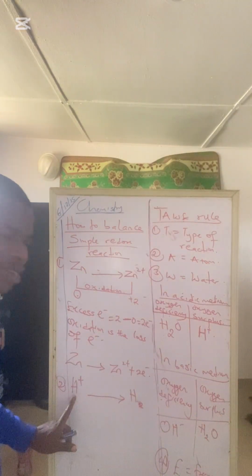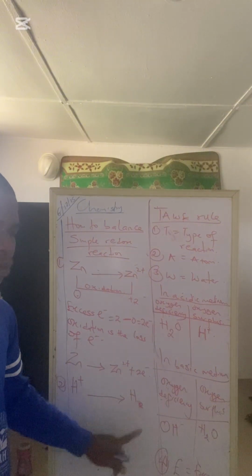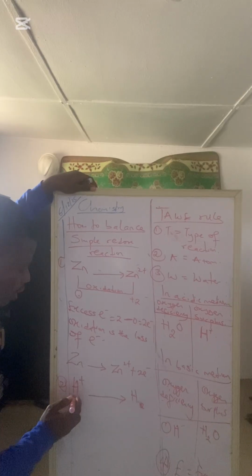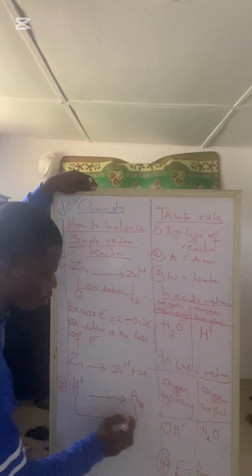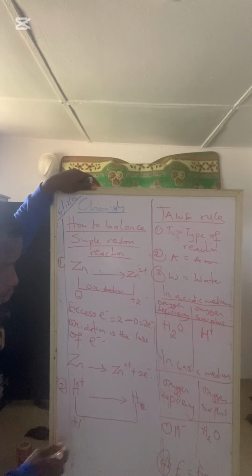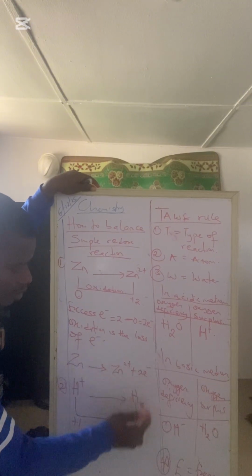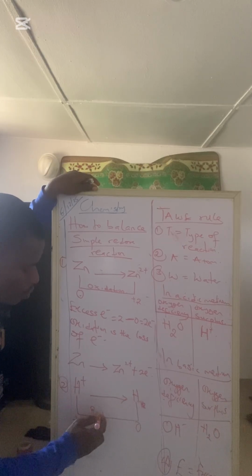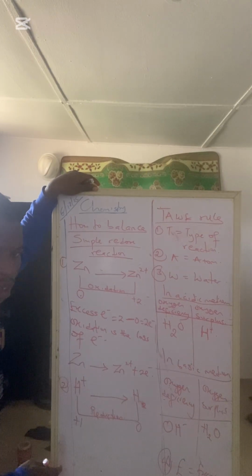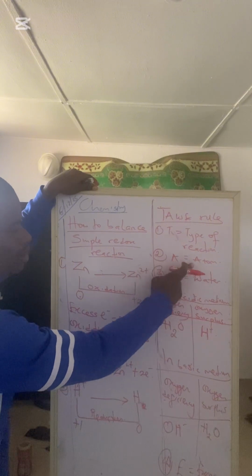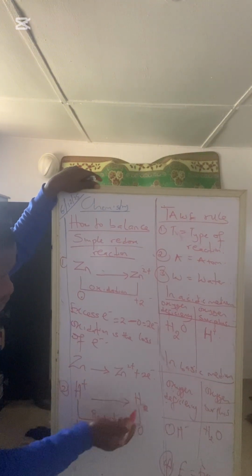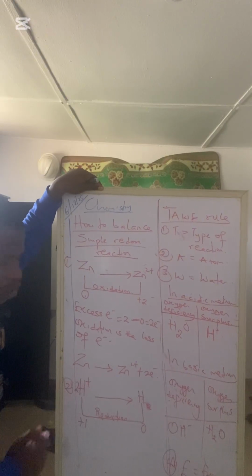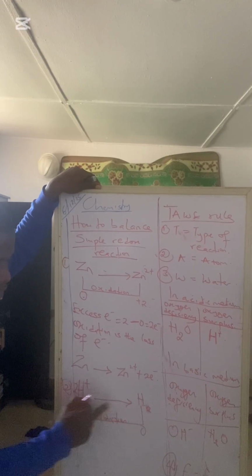Also, if you have to balance H plus to H2, the same way, note the first one, the type of reaction. Is it oxidation or reduction? What is the charge here? This is plus 1. What is the charge here? No charge, 0. We already know that plus 1 to 0 is reduction. The second one is that we want to balance the atoms. How many hydrogen is there? 1. How many hydrogen is there here? 2. So you put 2 at the front to balance. So you have 2 hydrogen here, 2 hydrogen here.